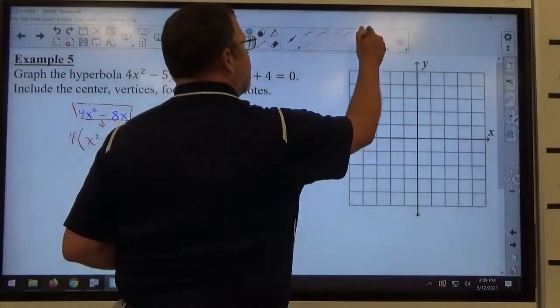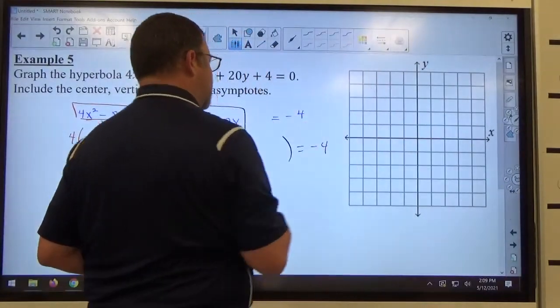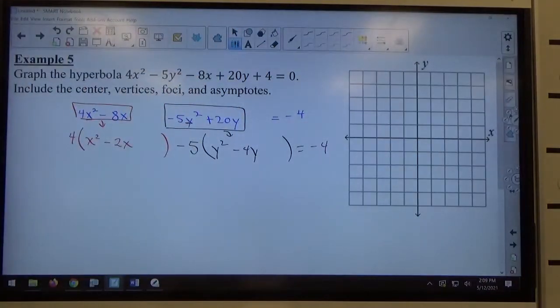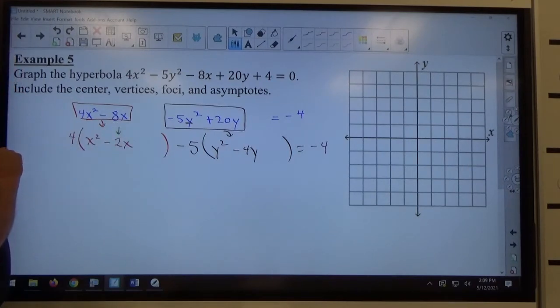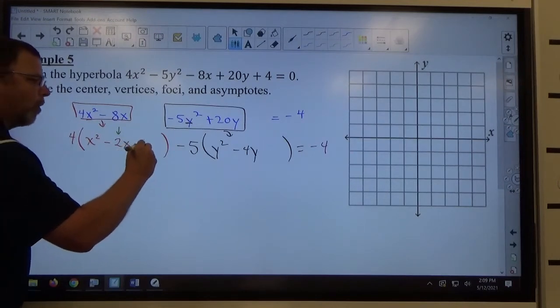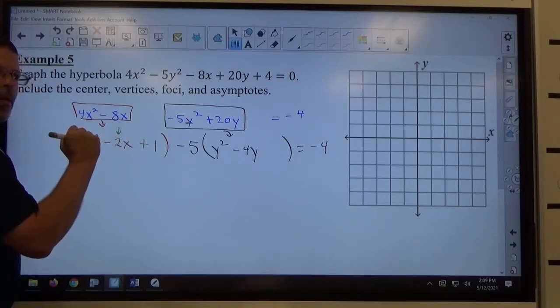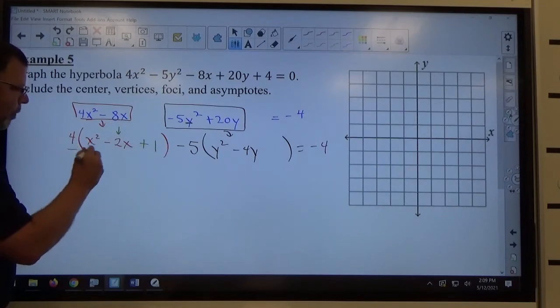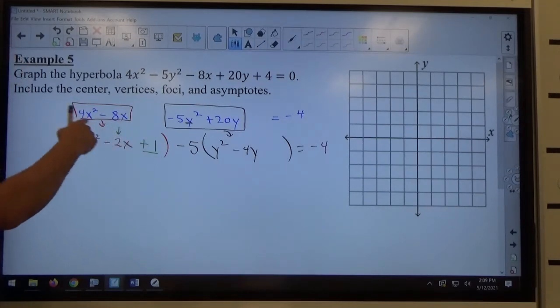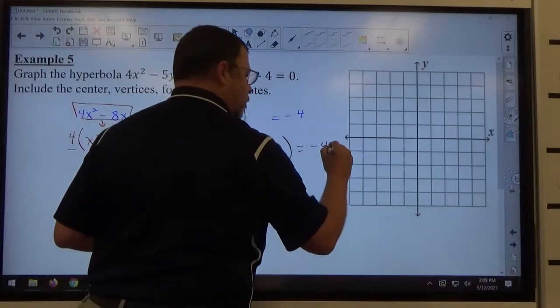Next step is we're going to complete the square. All right, I'm going to use a couple different colors so you see where things are coming from. Completing the square is what it has been, inside the parentheses. So I'm going to take half of 2, which is 2? Half of 2 is 1. And then 1 squared is 1. So I'm going to add 1 here. But adding 1 inside the parentheses is in reality adding 4 times 1. So I've actually added 4 to that side. So I have to add 4 to this side as well.